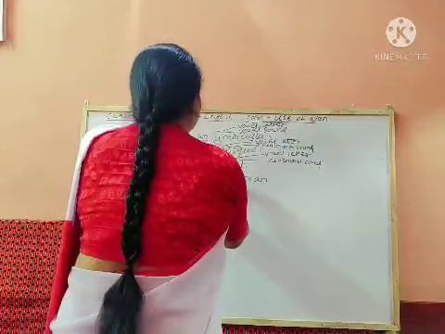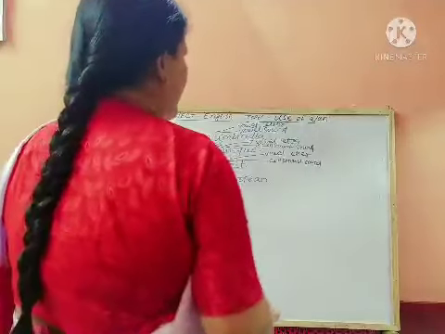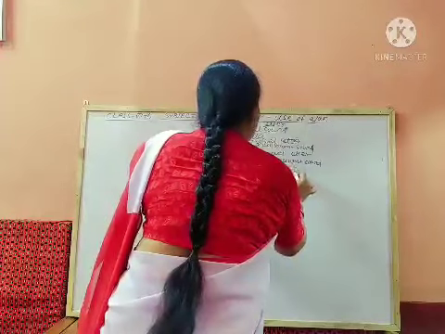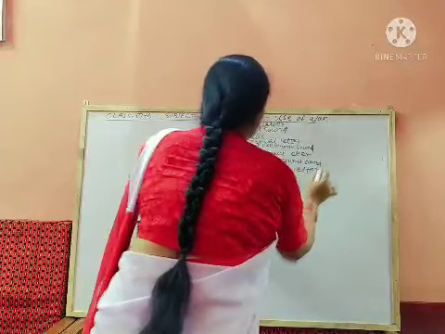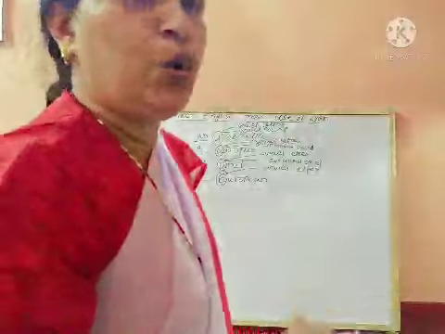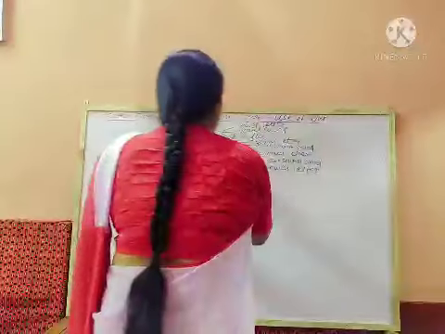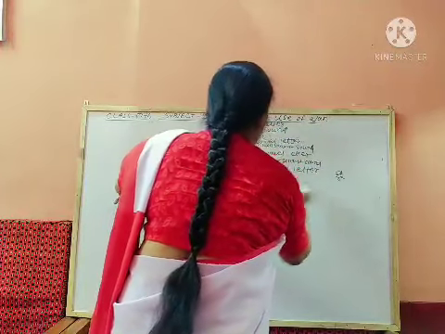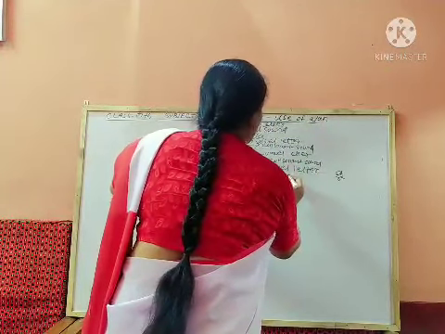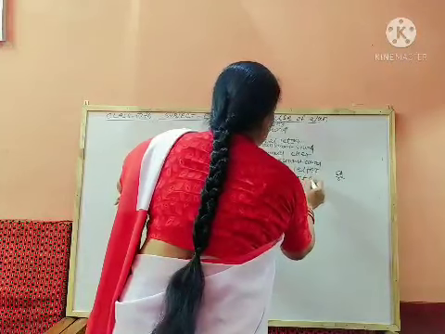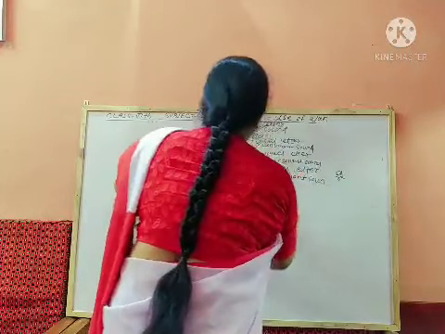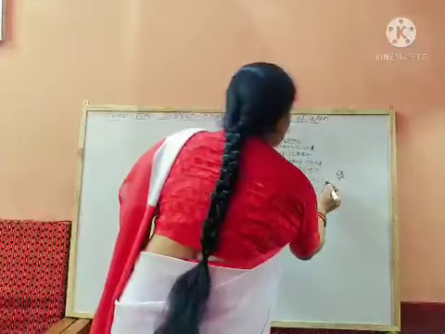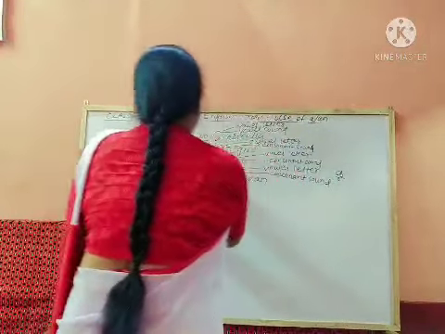Next, European. E is the vowel letter, but the sound is "yu", a consonant sound. So in this place we use A.